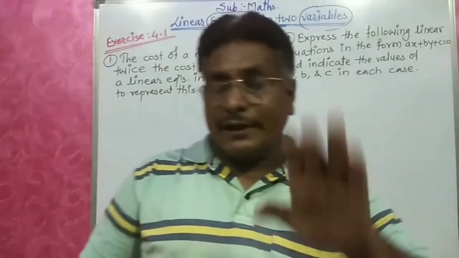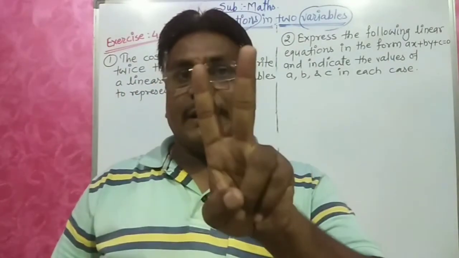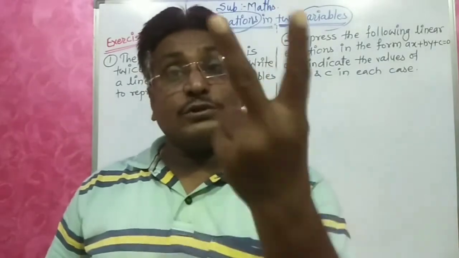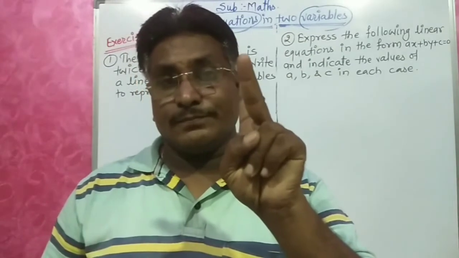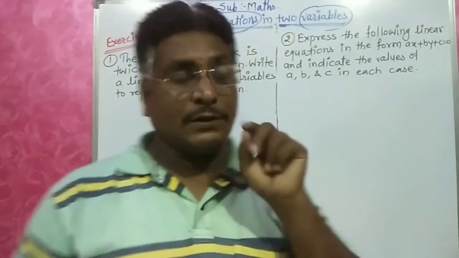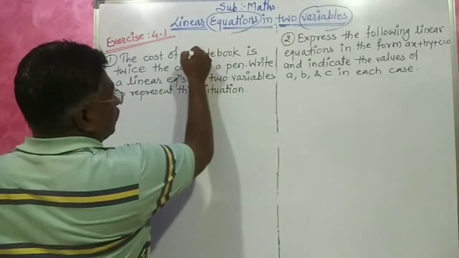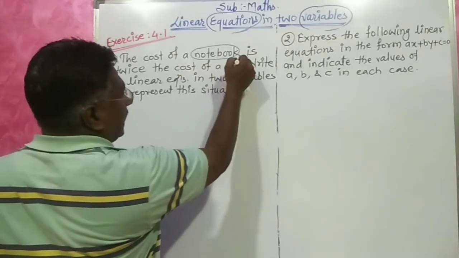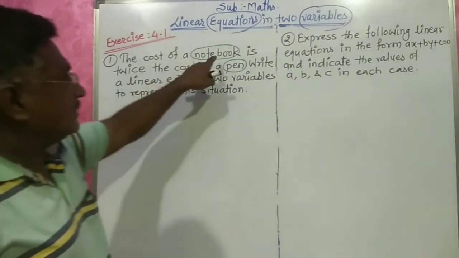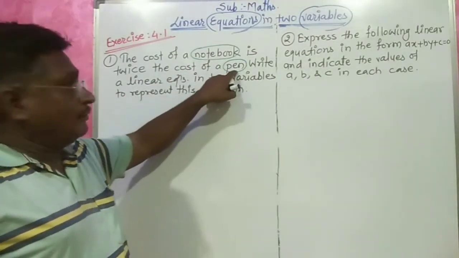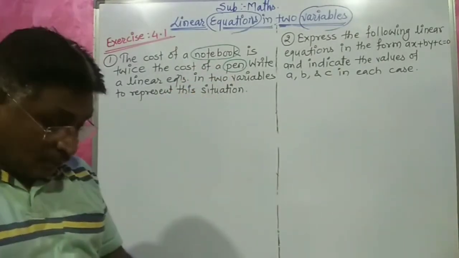Whenever we are forming a linear equation in two variables, two things should be there in that question. So here which are the two things? See here, notebook and pen. These are the two things. So these two things we will consider. One thing we consider the x variable, another thing we consider the y variable.